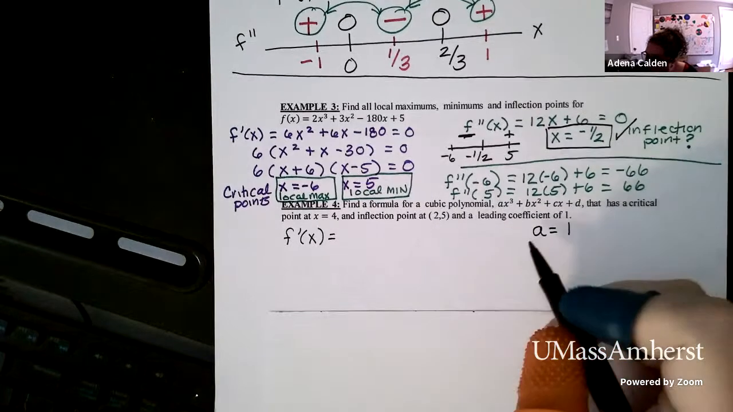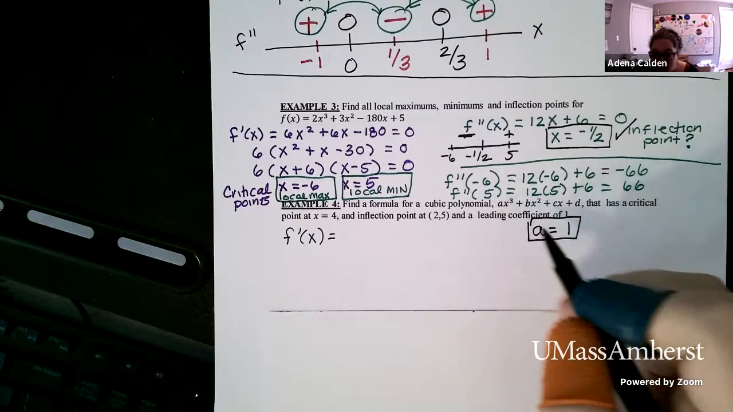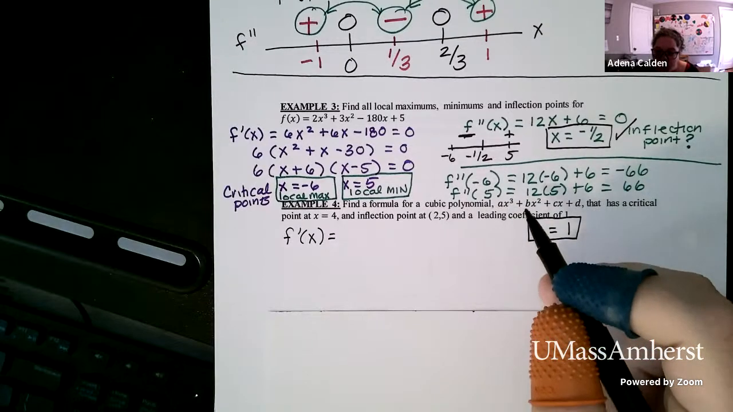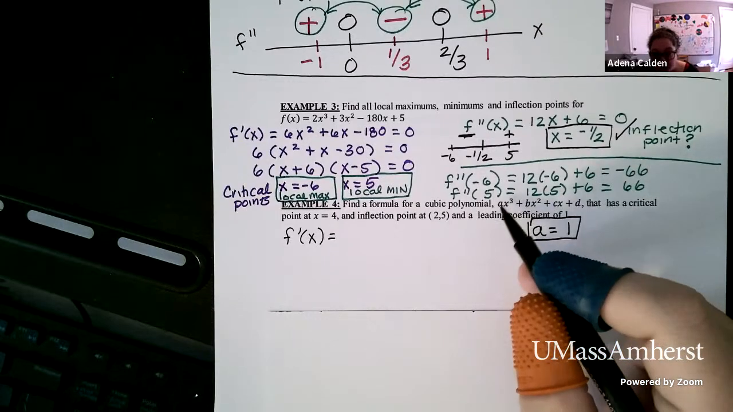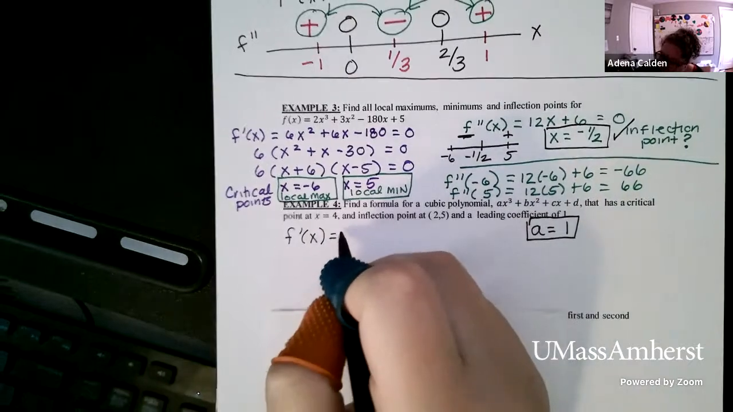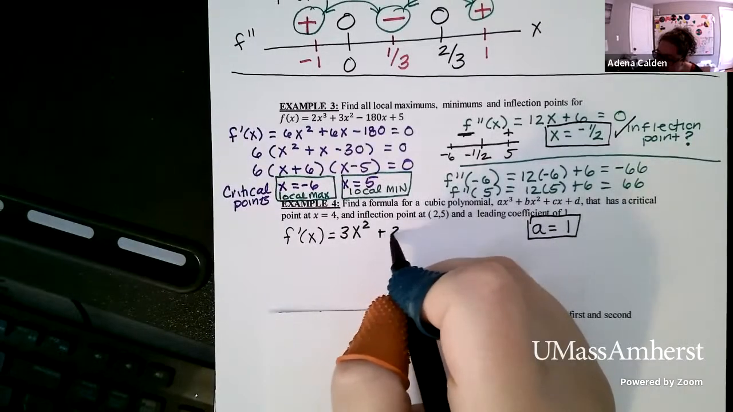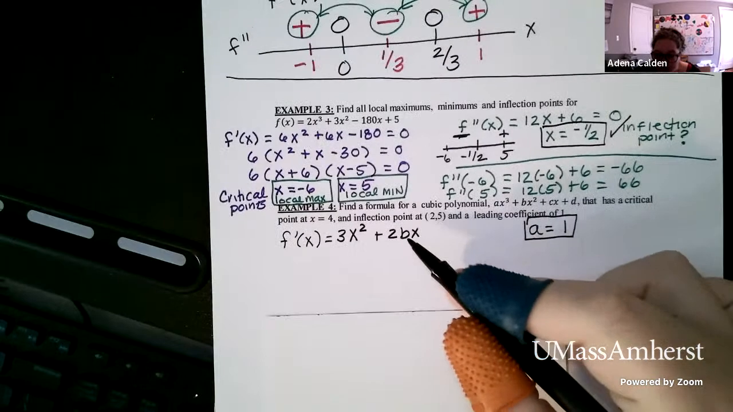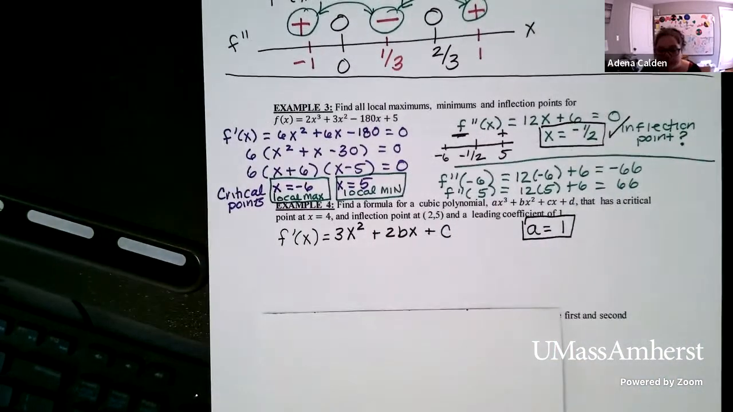Okay, so again, if we have a leading coefficient of 1, that means that a equals 1 because a is the coefficient in front of the term with the highest power. So we're trying to find b, c, and d. So if we take the first derivative of this function and we know that a is 1, then we get 3x squared as the derivative of the first term plus 2bx here, because we don't know the value of b, so that's got to be part of our constant, plus c, right? The derivative of d is 0 because d is a constant that's by itself.